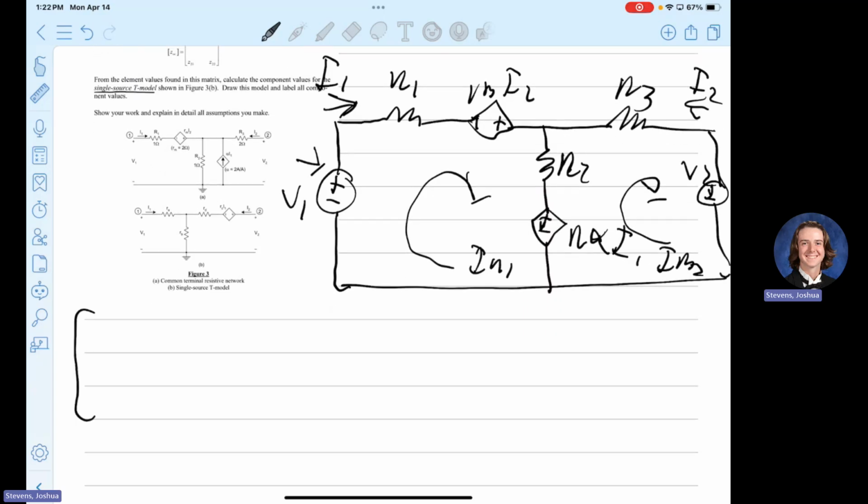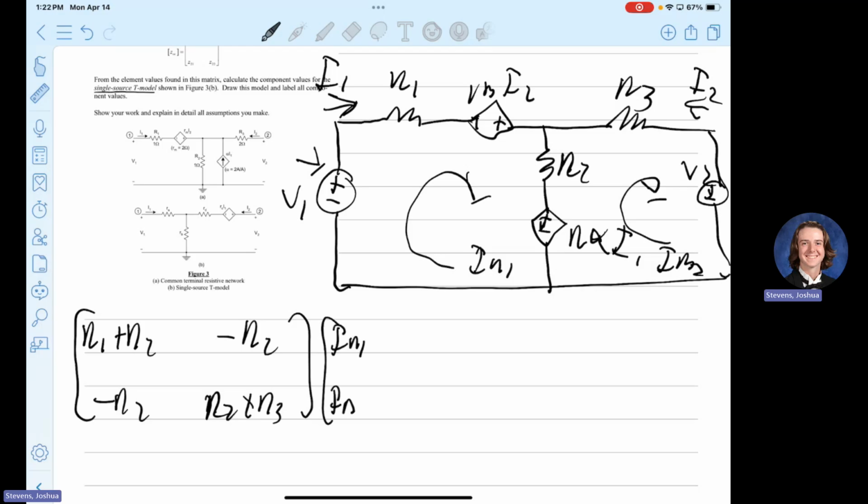So I'm just going to do the mesh real quick. R1 plus R2, negative R2, R2 plus R3. IM1, IM2, equals. I'm going to separate these into dependent and independent. V1 and, oh, that's not supposed to be a plus, that's supposed to be an equal. Is V2 positive or negative? Let me redraw all this. It's really small.